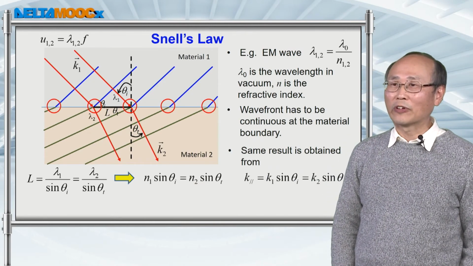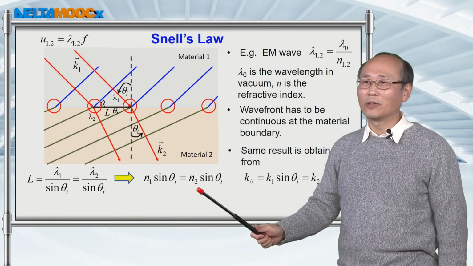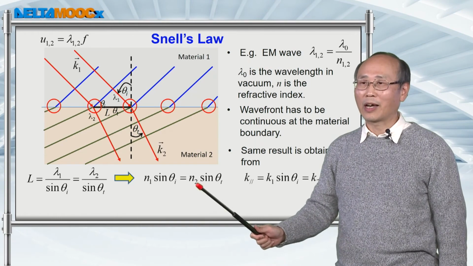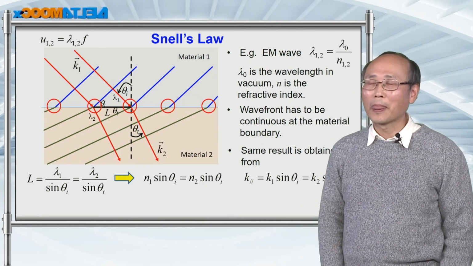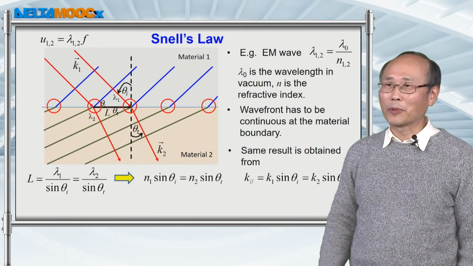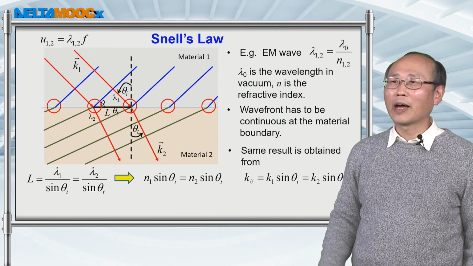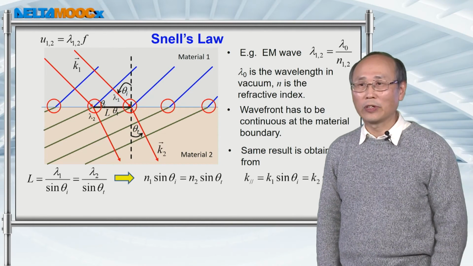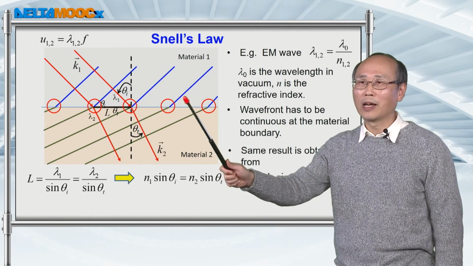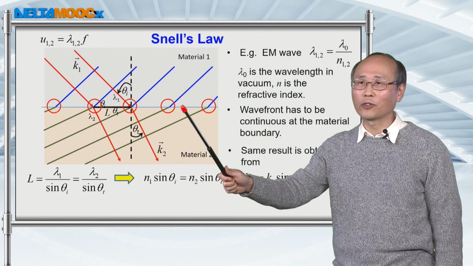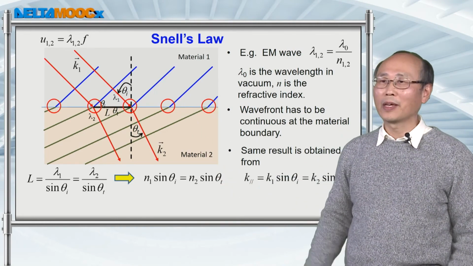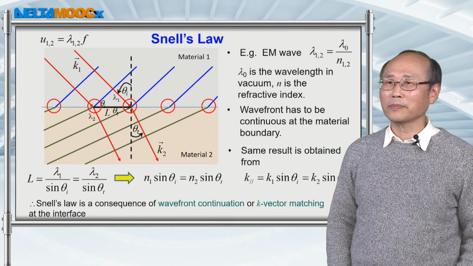So based on this wavefront continuation concept, we derive Snell's law, and this Snell's law is very general and very universal. It applies to all kinds of waves, and not just to the electromagnetic wave, because up to this point, we haven't taken into account any electric field or magnetic field in this problem. We just require the wavefront to be continuous at the boundary, and then we have these results.